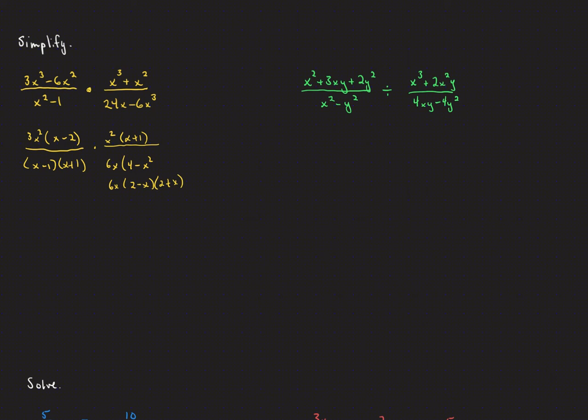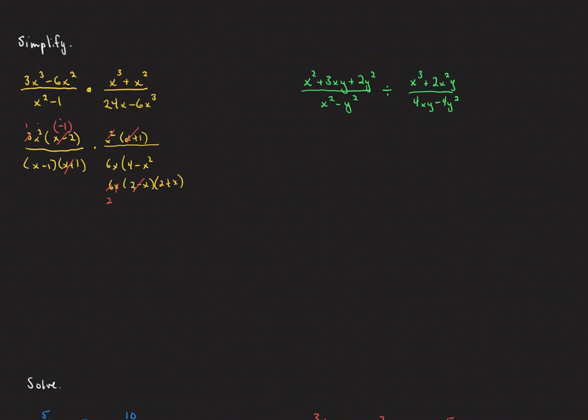So we can cancel. The x minus 2 and 2 minus x will cancel, but leave a negative 1. Looks like we can cancel an x plus 1. We can cancel one of those x's. We can cancel the 3 with the 6. And I think that's all we got. So in the top we have our negative x squared, and that's it.